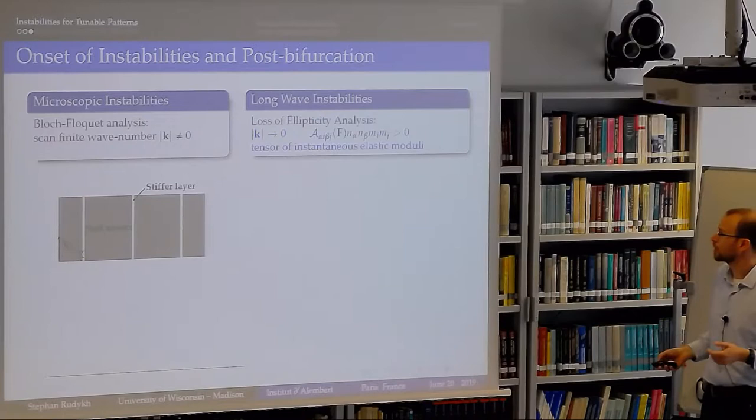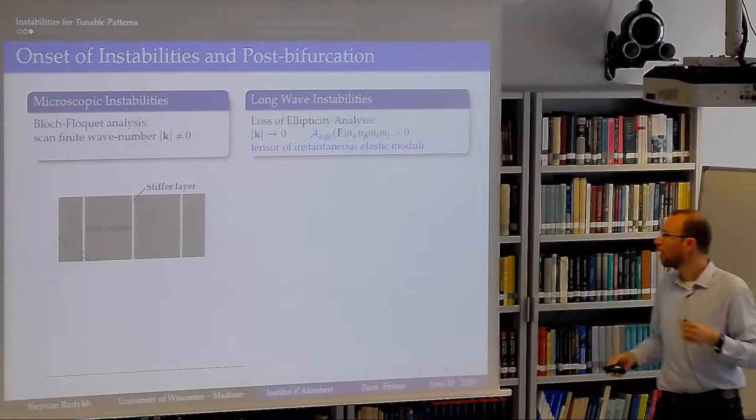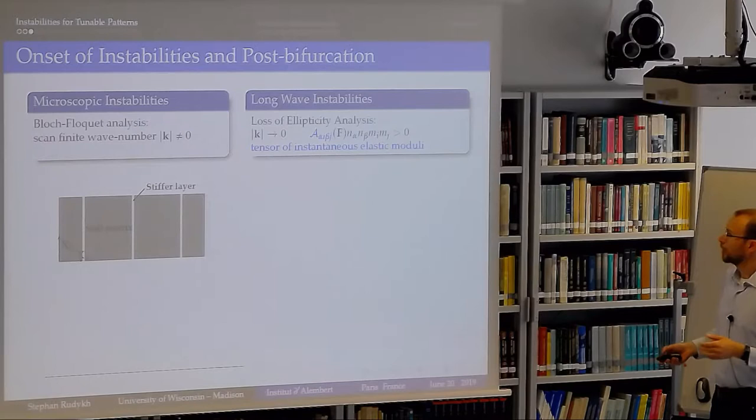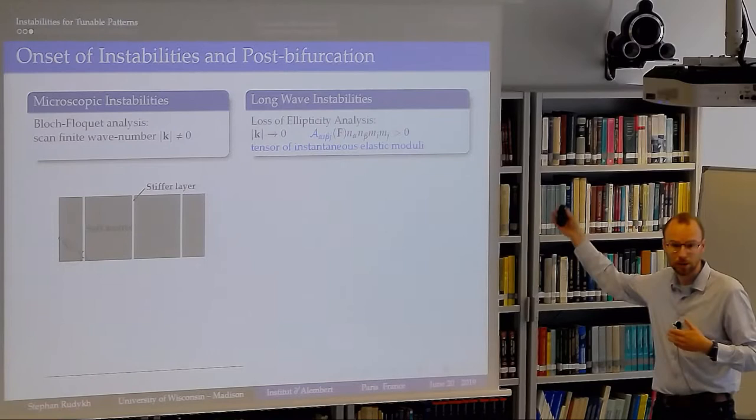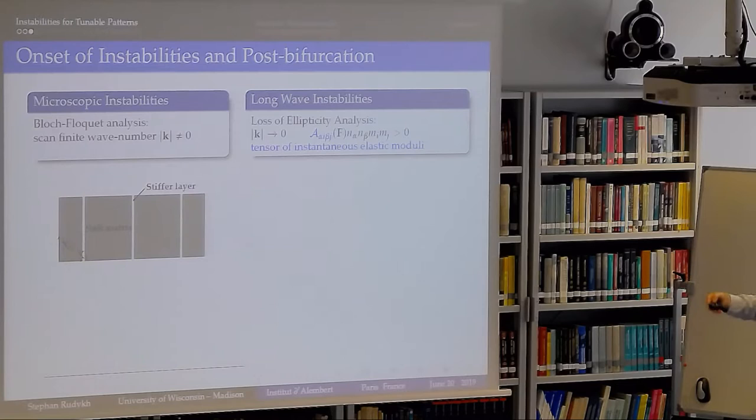So then just the loss of ellipticity condition, and that will predict what is sometimes referred to as macroscopic or long wave type of instability. So basically this is what we do behind the scene, and there are different material functions and potentials that we can use for different phases and different geometries, but that's basically the framework for that.